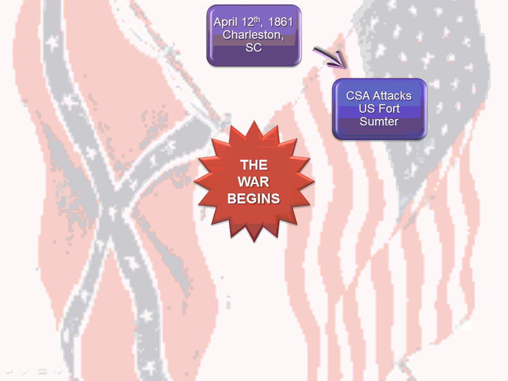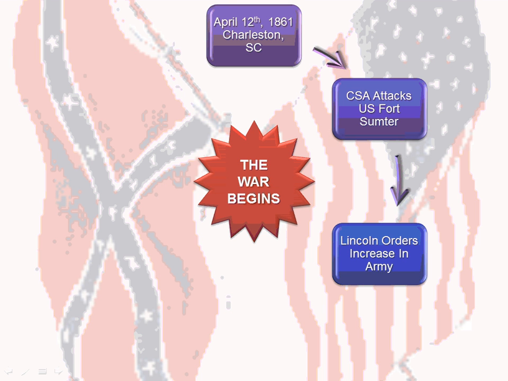What does Lincoln do in response to this attack? Okay, he asks for an increase in the army. He orders the enlistment of 75,000 troops to begin fighting this war. He doesn't send them immediately to Fort Sumter. He does send supplies to Fort Sumter. But the men he needs to get into the army and get them trained.